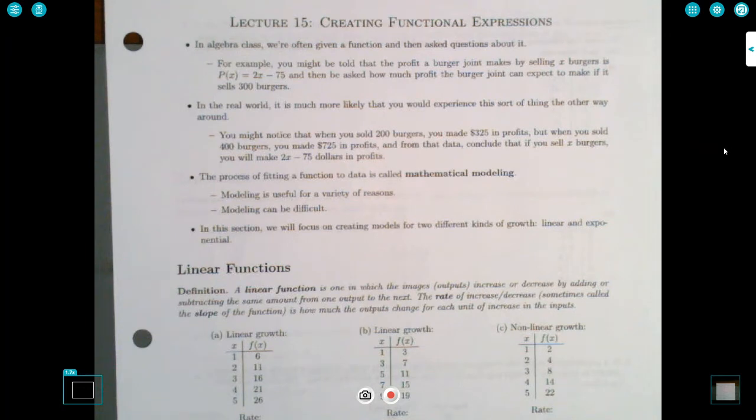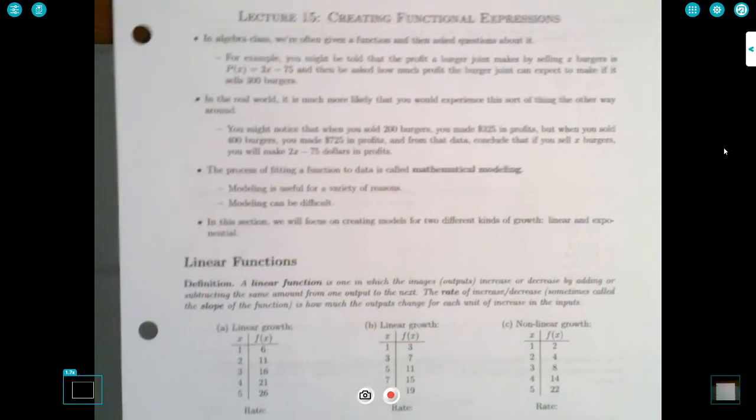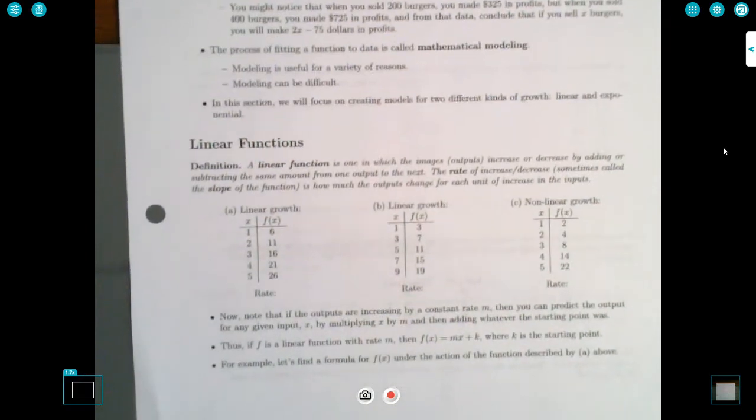But in fact, there are mathematicians whose job is to do exactly that, right? They have a PhD where their specialty is fitting functions to data. But we can at least give you some basic ideas here. And so let's get into it, right? So let's talk about linear functions.